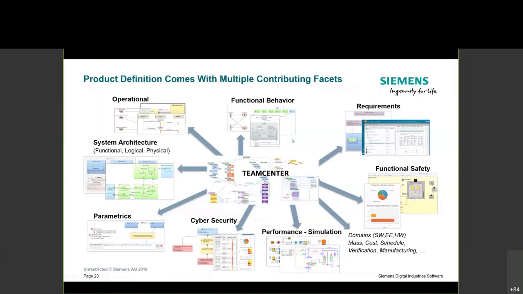So I guess the reason I bring that slide is sometimes there's a bit of a narrow view of what a product definition is. Well, eventually, as I'm showing in that slide, it's multiple facets, starting from requirements, going through use cases, functional, logical, behavior of the functions, and then concerns such as safety and security. So that has to come all together. If you want to do a good job specifying to downstream engineering domains, you need all that together.